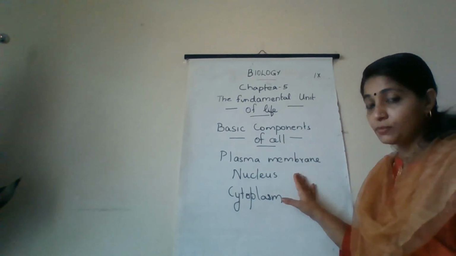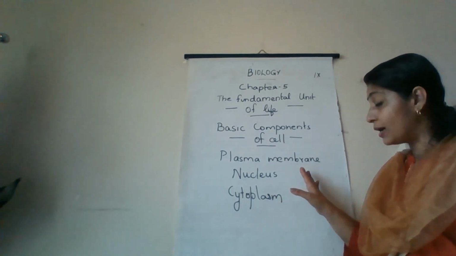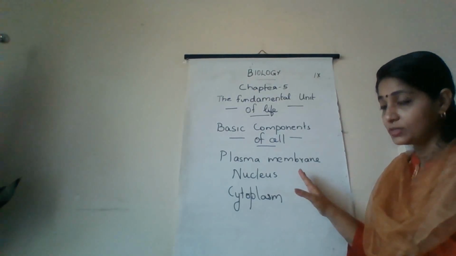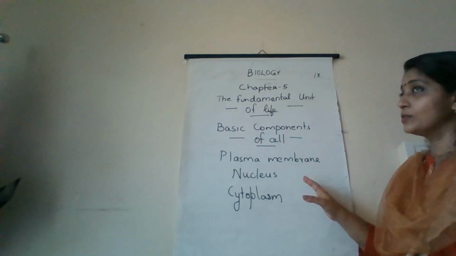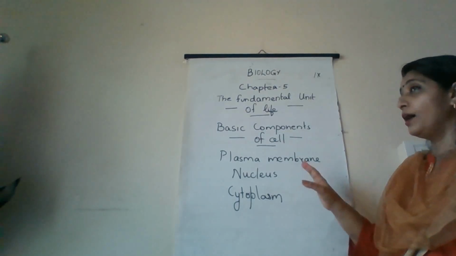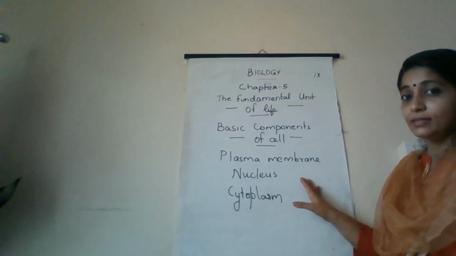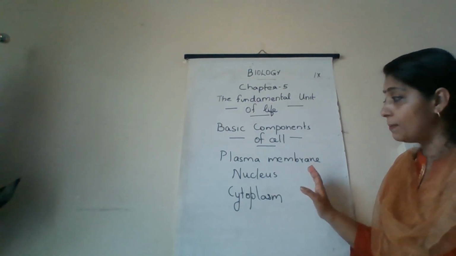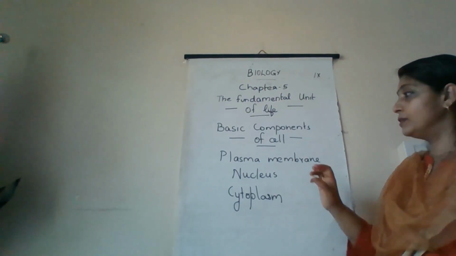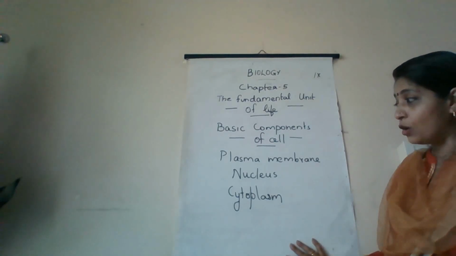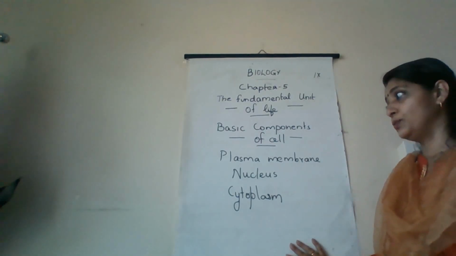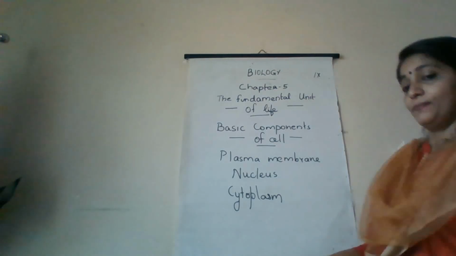We know the nucleus forms the main control center of a cell. It controls all the activities of the cell and also helps to carry the genetic information from parents to offspring. So we will study the nucleus, the cytoplasm, and the cell organelles which are present in the cytoplasm in detail.